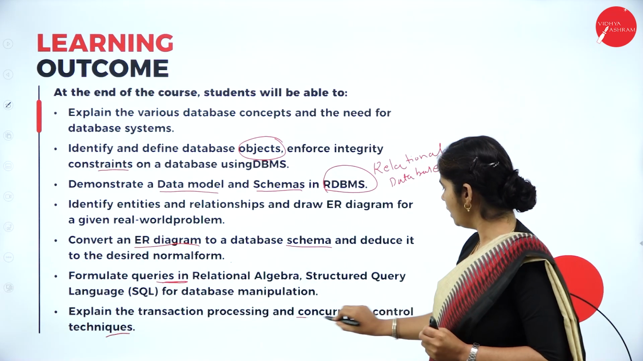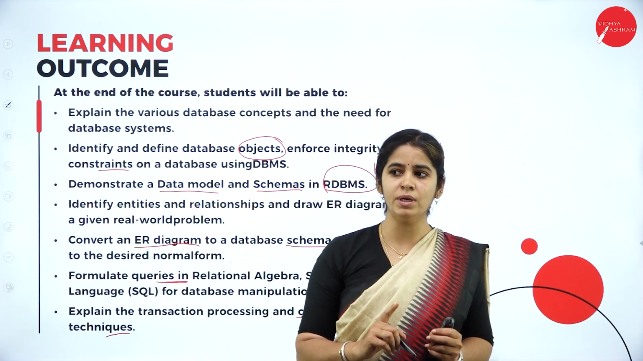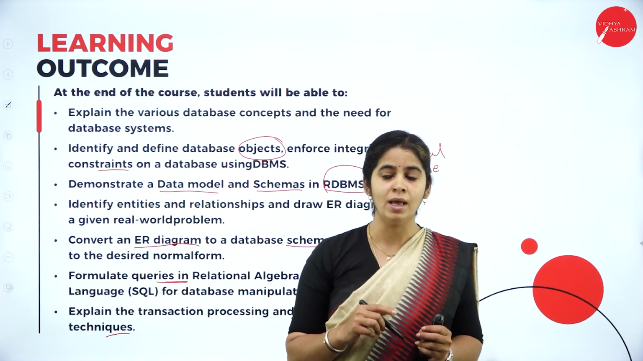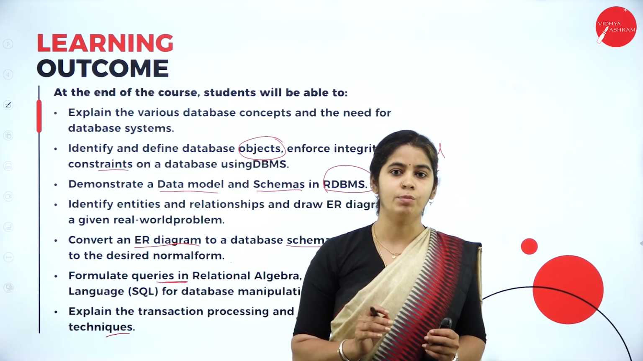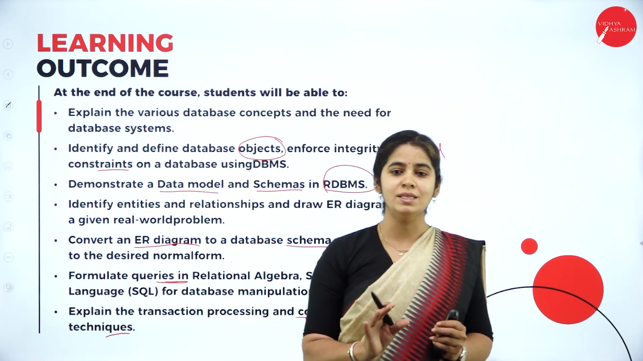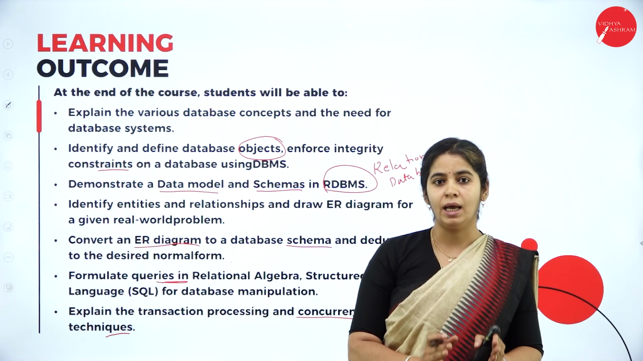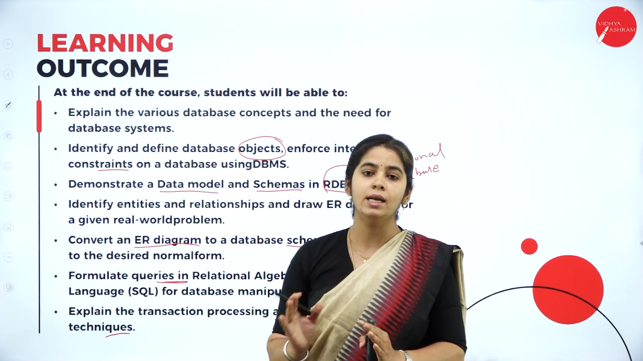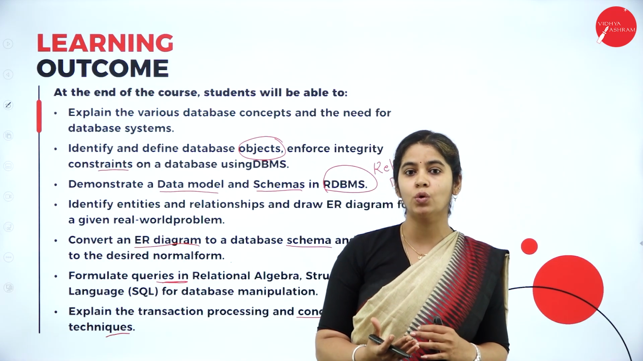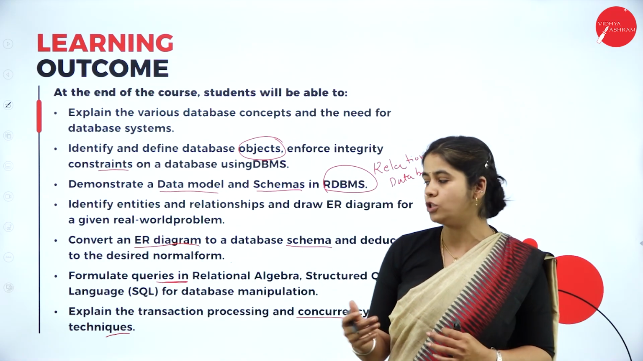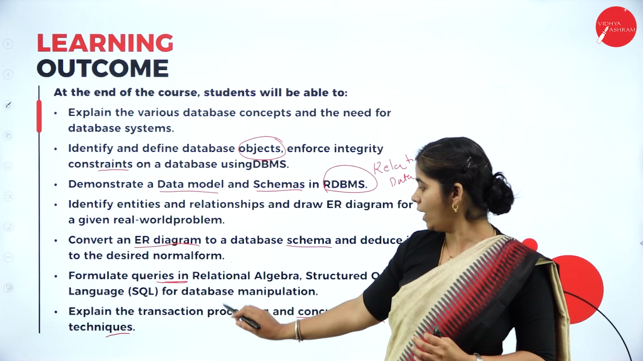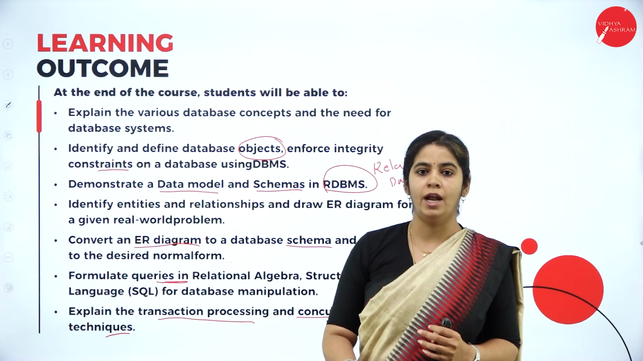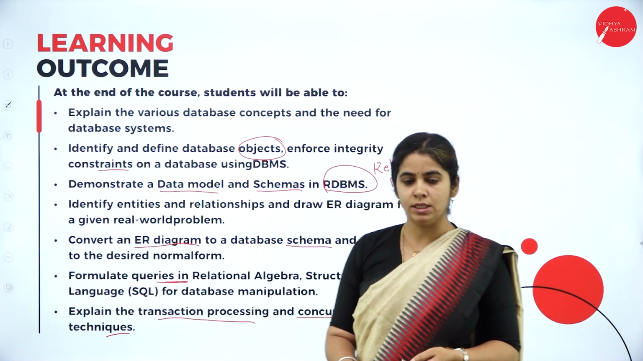What do you mean by concurrency control technique? A single person is not fetching data at a particular moment; many people are fetching data from the database. Concurrency means fetching the same information at the particular time by different users. That is a concurrent operation. How is the database going to manage that concurrent operation? That is concurrency control and transaction processing. So all these things you are going to understand after studying this particular subject.